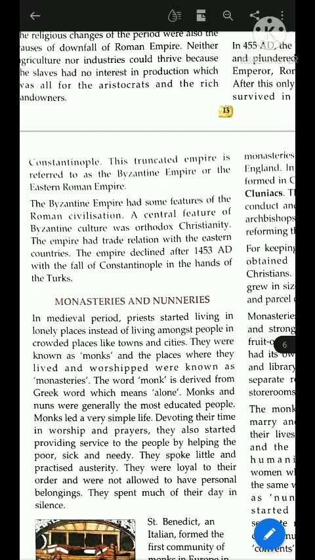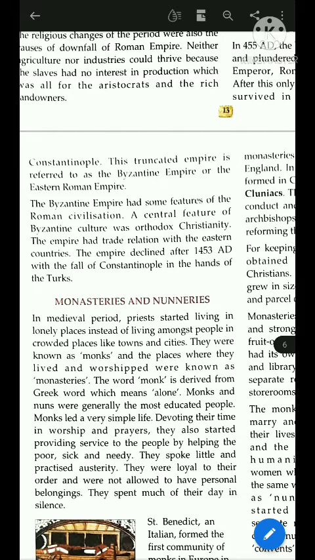A central feature of Byzantine culture was Orthodox Christianity. The central feature of the Byzantine Empire, Byzantine culture, was Orthodox Christianity. Orthodox means fundamentalist. Okay, रूढ़िवादी.